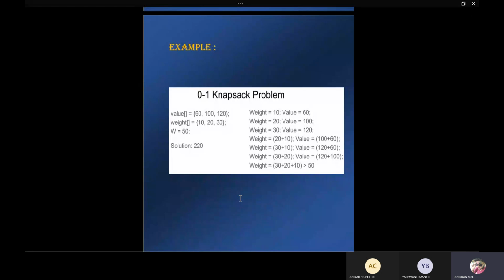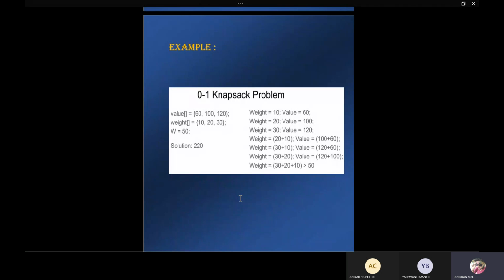Number one: weight is 10 and value is 60. Weight is 10, value is 60 for that weight. Weight is 20, then the value is 100. If the weight is 30, then the value is 120. First of all, we would like to try by taking two weights, 10 and 20. If we take the sum of weights 10 and 20, it will be 30, and the total value will be 160.